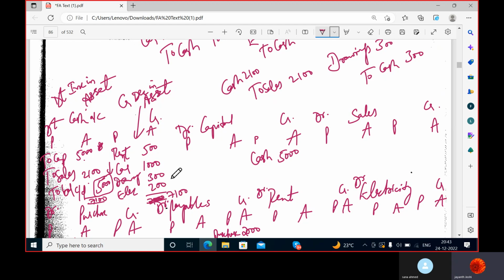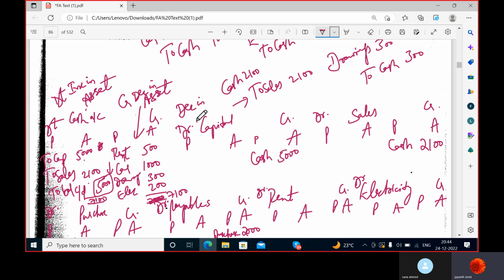Now sales. Sales is a revenue. An increase in revenue is credit and a decrease in revenue is debit. Correct? So whenever cash sales happened, there was an increase in revenue. You sold goods to customers, you immediately took cash from them. That is revenue. So an increase in revenue is in credit. So can I write in credit, cash 2,100? Okay. So here I will write capital.